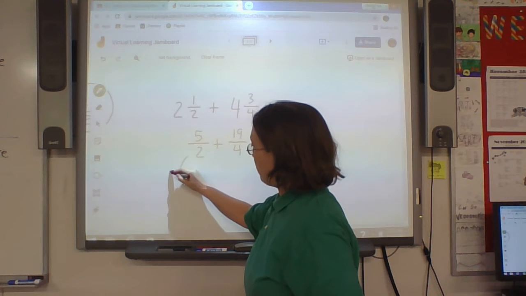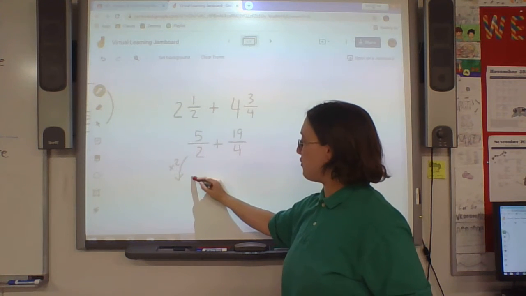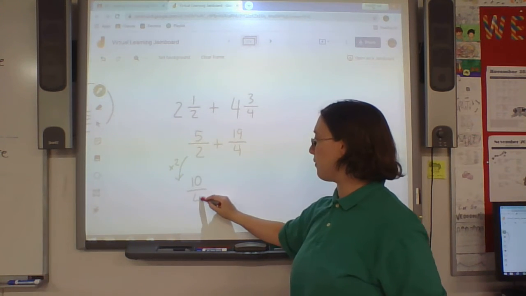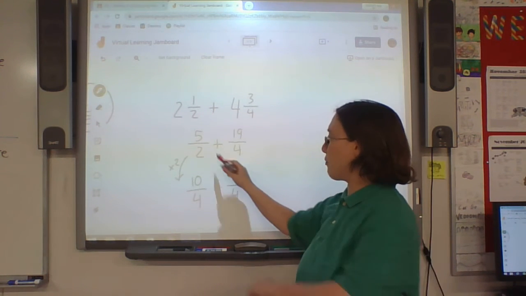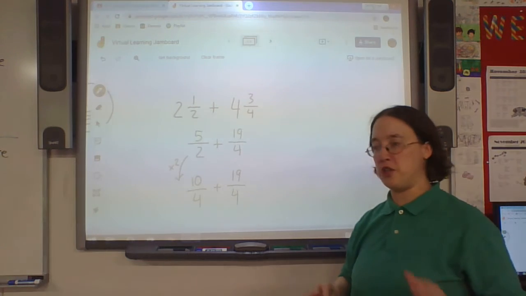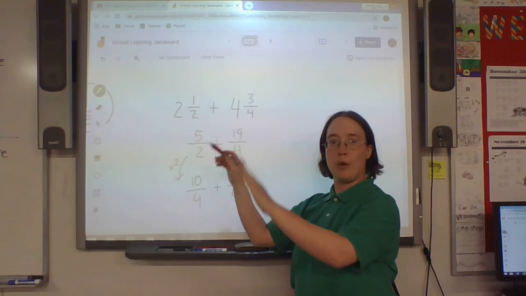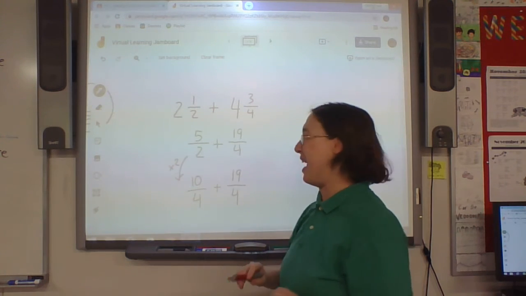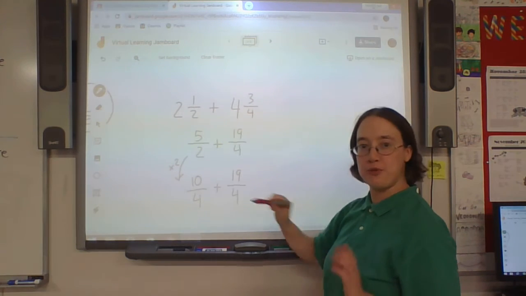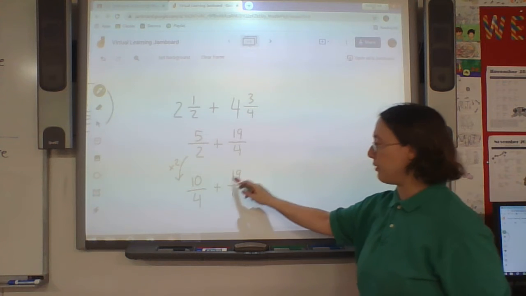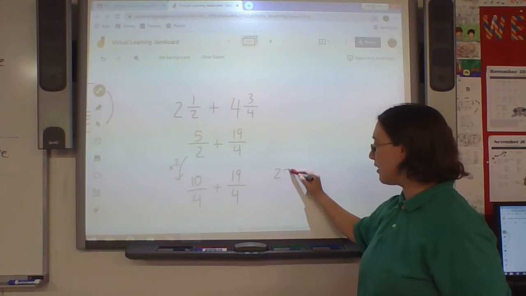So if we take this 1 times 2, 5 times 2 is 10. 2 times 2 is 4. The big thing there is just remember that that's a thing we need to do. If we don't have common denominators, we do need to get them before we add. So we don't want to add this 5 and this 19, we want to get common denominators first. So now we've got 10 plus 19 gives you 29.